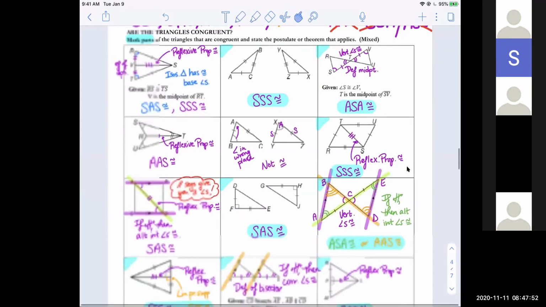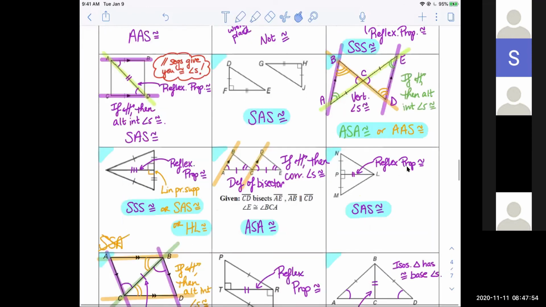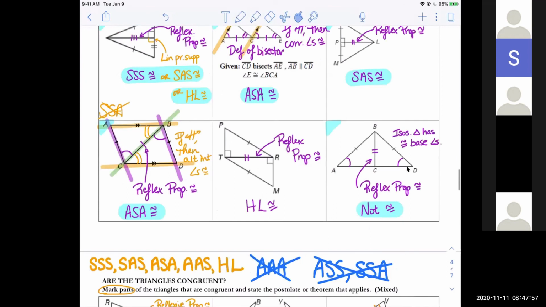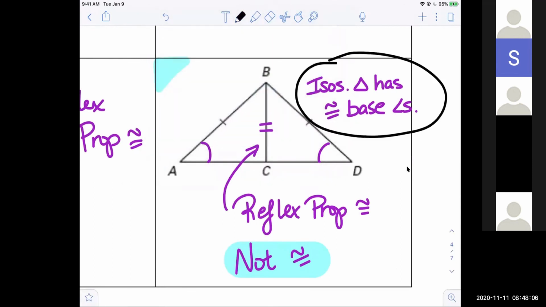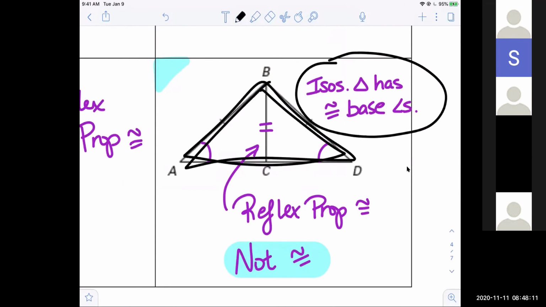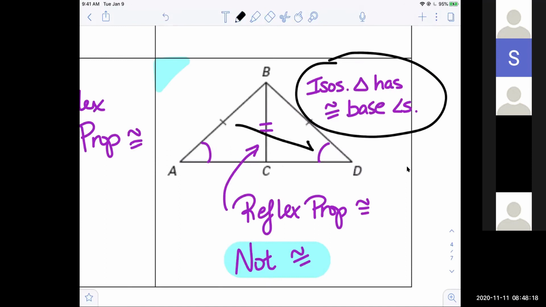Okay, back to these. Let's see. The last one down here on the bottom corner, there's a theorem which you may not know. We're going to talk about isosceles triangles later in this chapter. So I'm looking at the big triangle. The big triangle is an isosceles triangle, and isosceles triangles have congruent angles that are across from the 2 sides that you know. So that would be something to consider, but it doesn't actually help us.